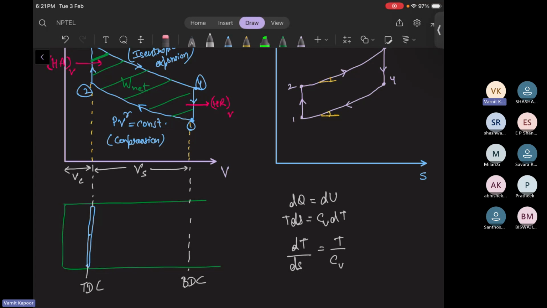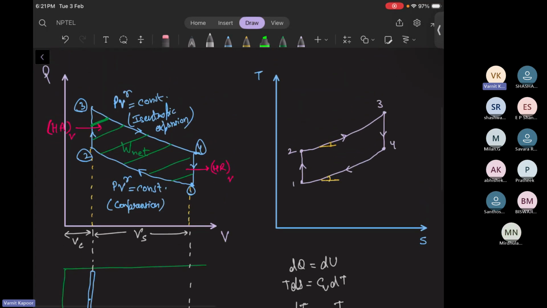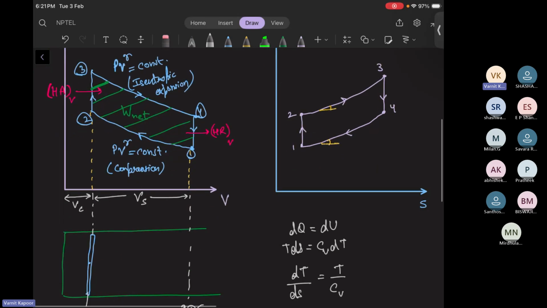Both are constant volume processes, either 2 to 3 or 4 to 1. So your slope will be T by Cv. This will also be T by Cv. Okay, slopes are T by Cv. And the entropy is remaining constant. Let me write: S1 is equal to S2, and in the 3 to 4 process, S3 is equal to S4.